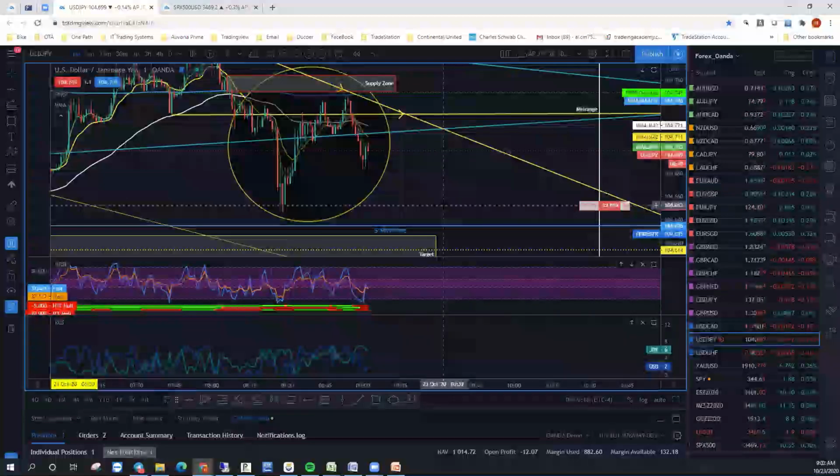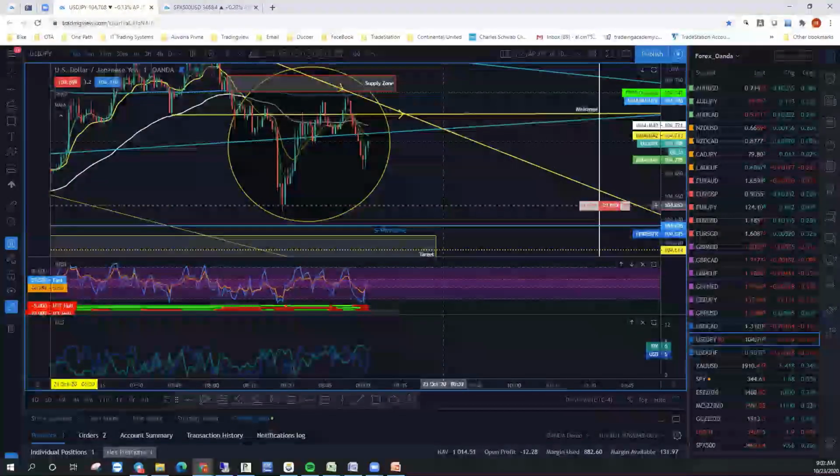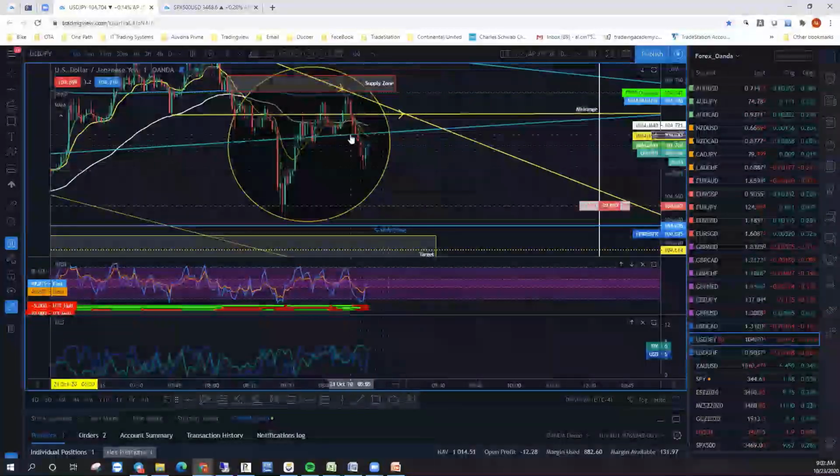And it's right at 9 o'clock. We'll see how the 9 o'clock pans out here. Let's find out. Coming up to retest the wedge.